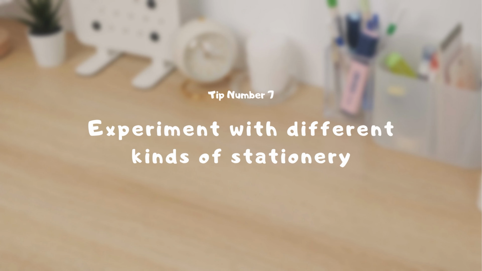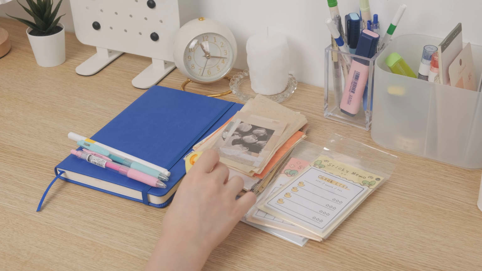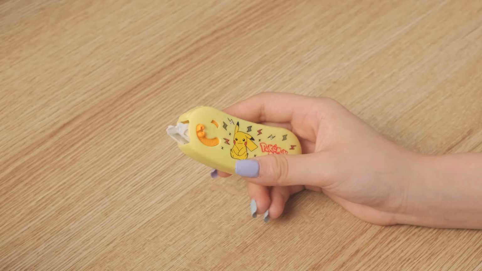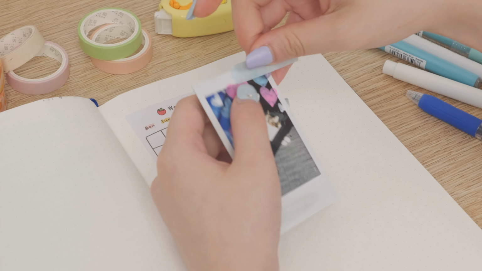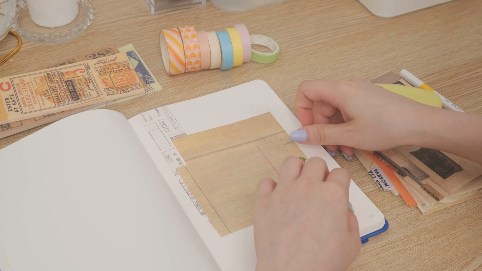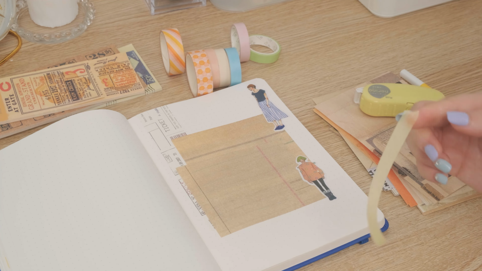Tip number seven, experiment with different kinds of stationery. Of course, you can begin your journal with just a pen and some paper, but you can also try to experiment with the different types of stationery available. For example, you can use glue tape to attach memorable pictures to your journal or thin washi tape to add color to your journal. Instead of making your own, you can find a large number of sticky notes with very beautiful drawings. All you need to do is cut it out and use it as a base for your creation with the daily Polaroid photos, tickets, or receipts. You can greatly beautify your journal.